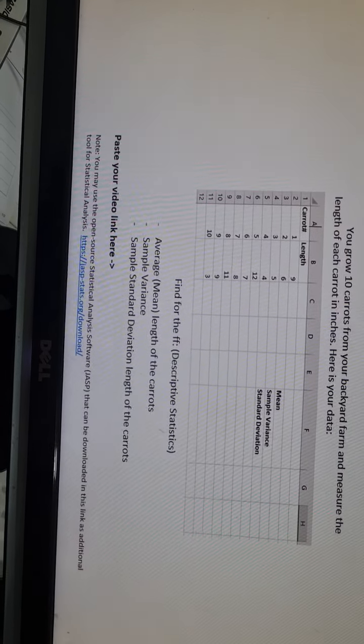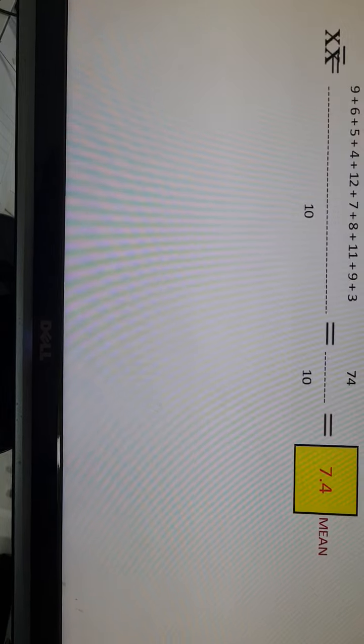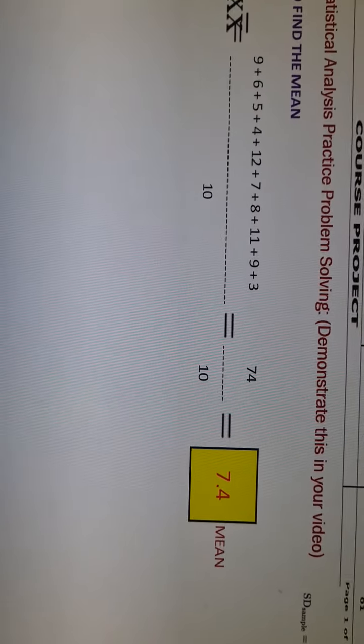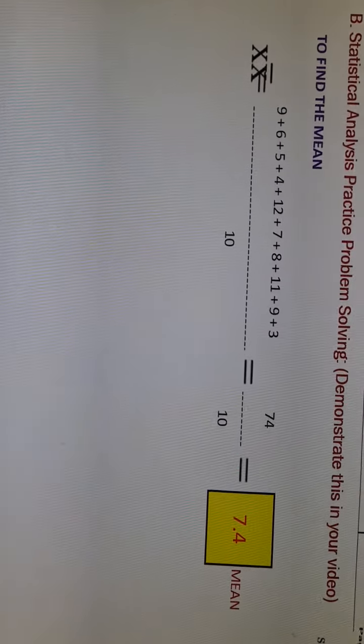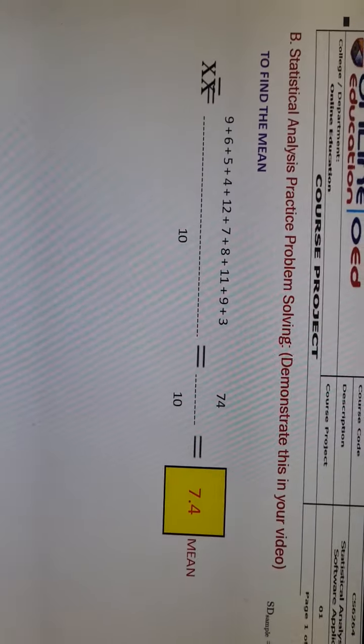So the question is to find the following under descriptive statistics: the average mean length of the carrots, the sample variance, and the sample standard deviation of the length of the carrots. In order to find these, we need to first find the mean.